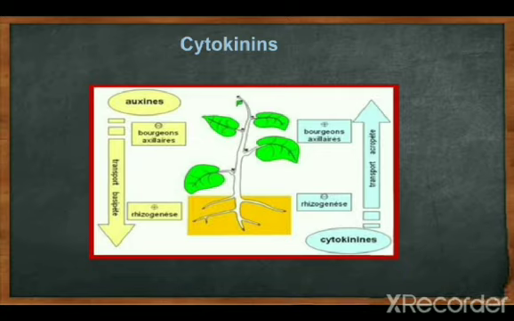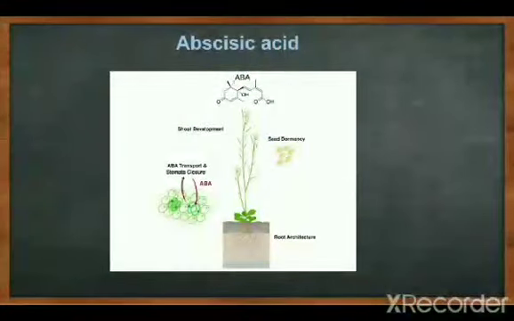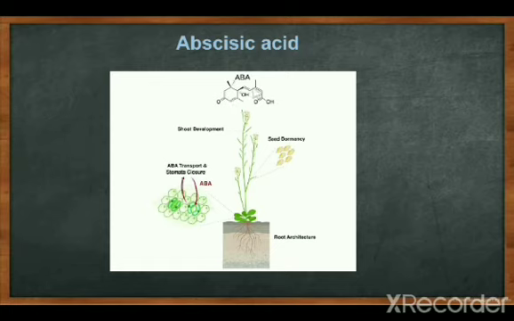Now next one is abscisic acid, a growth inhibitor hormone. It is also called ABA, the full form is abscisic acid. Okay, this is the structure of abscisic acid. It is also called stress hormone or dormant hormone. Be reminded, it is a growth inhibitor hormone, so it does not help in cell division.